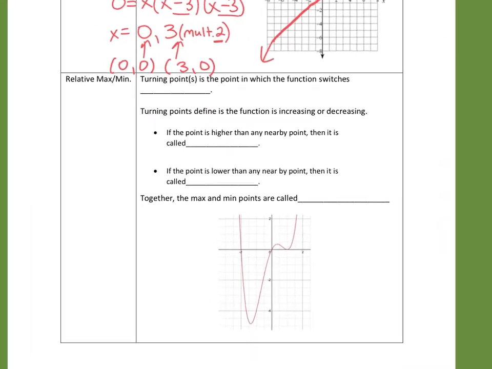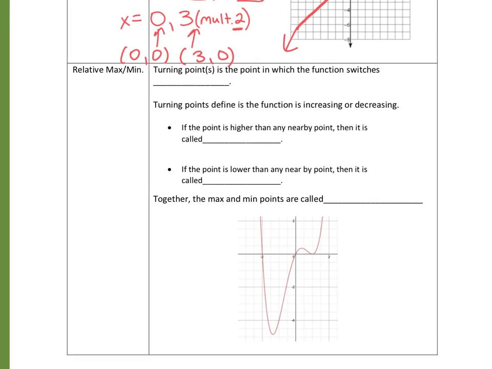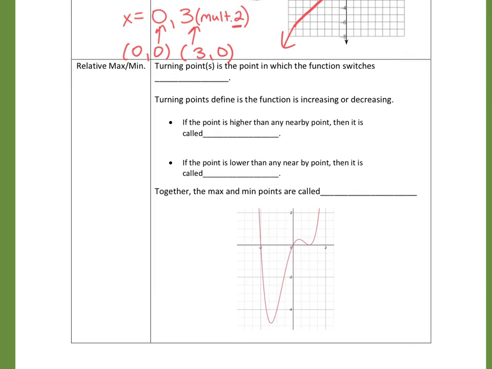Cool. So now we're going to move right along here. So now we're going to talk about relative maximum and minimum. So these turning points, these are the points where the function switches directions, okay? So turning points define, is the function increasing or decreasing, okay? And if it changes from increasing to decreasing, that's a turning point, okay? So if it's higher than any nearby point, then that's what we're going to call a relative maximum. I'm going to abbreviate relative max. And then if it's lower than any point, that's what we call minimum.